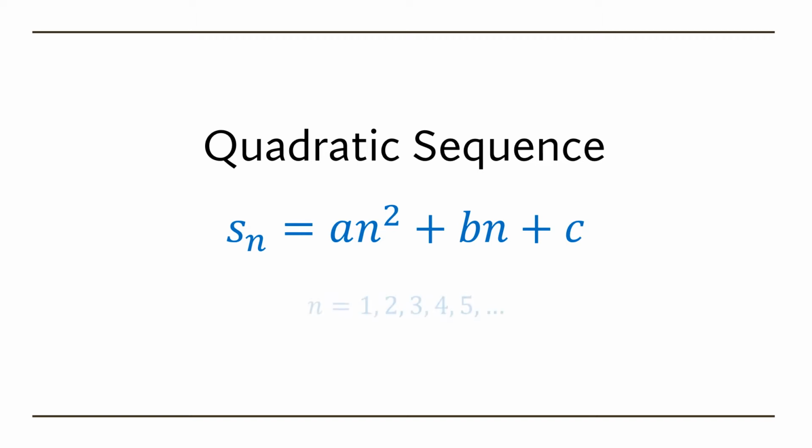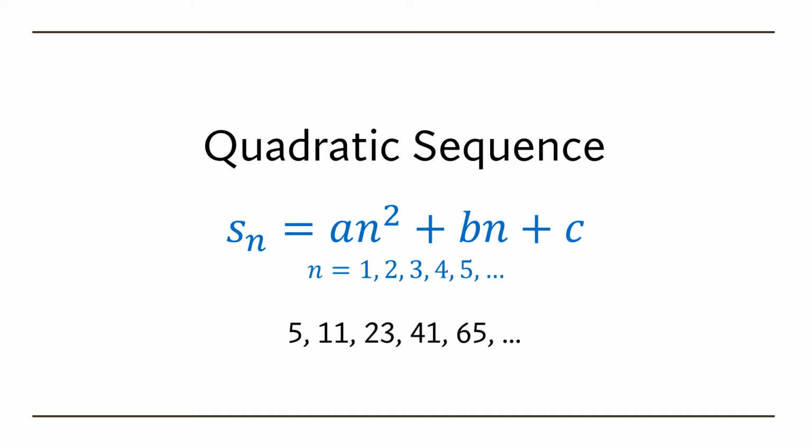So what is a quadratic sequence? Again, from last video, I said that a quadratic sequence differs from other types of sequences in that it's defined as S sub n, the particular element, the particular number in the sequence, given by an squared plus bn plus c. And the n's are given by 1, 2, 3, 4, 5, and so on.